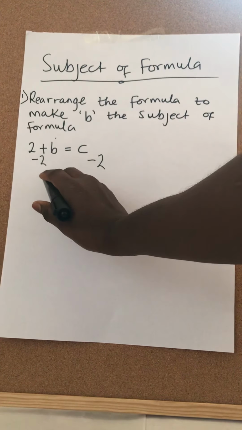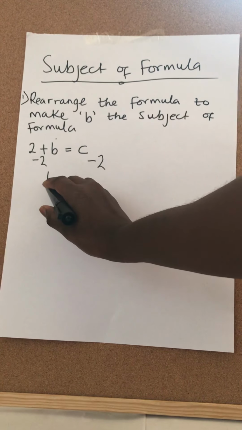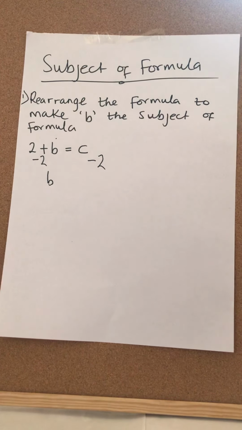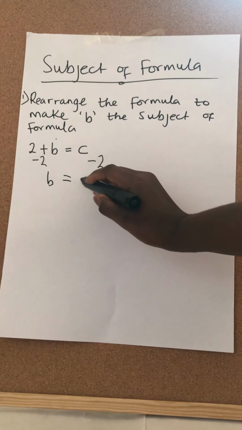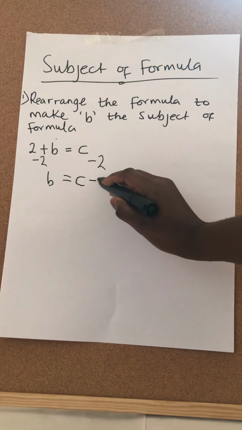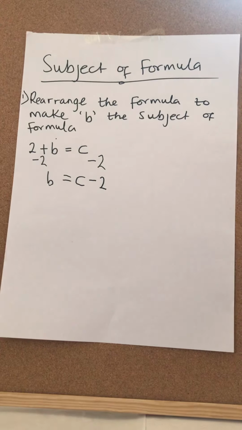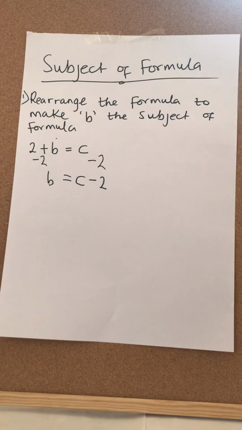2 minus 2 is 0. So I will have just b. Then I'm going to have c minus 2. That will be my answer. So my b is equal to c minus 2.